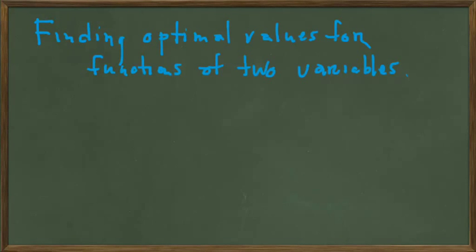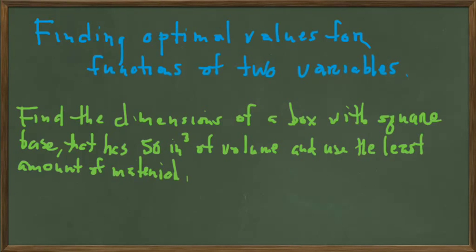In this video, we're going to see how to find optimal values for certain types of functions of two variables. So we're going to illustrate this technique by looking at an example problem. Suppose we want to find the dimensions of a box that has a square base, 50 cubic inches of volume, and we want it to use the least amount of material.